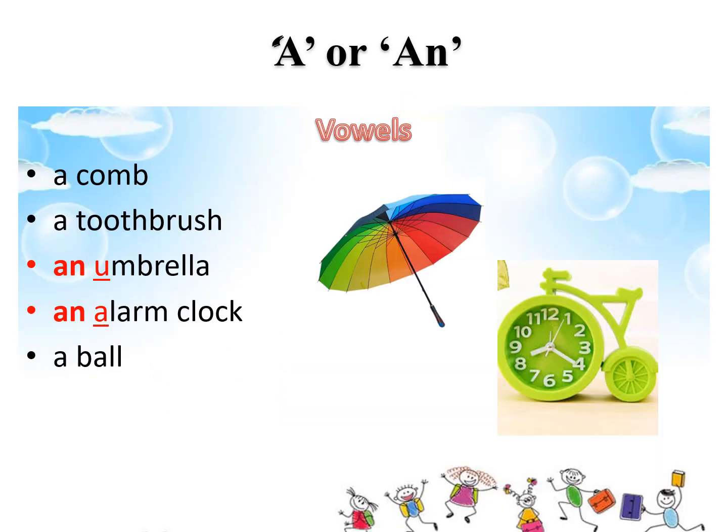There are two words in Jenny's list that start with vowels, and what are these? Yes, umbrella and alarm clock. The word umbrella starts with the letter U and has vowel sound a, and the word alarm clock starts with the letter A and has vowel sound a, so we put article an before these words.